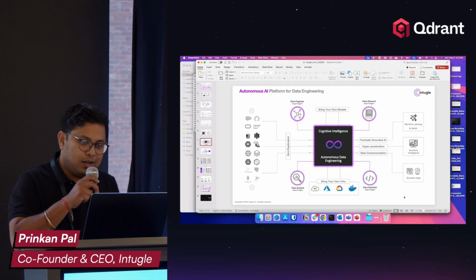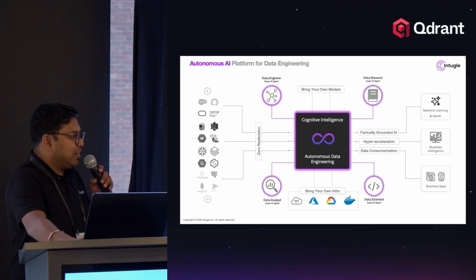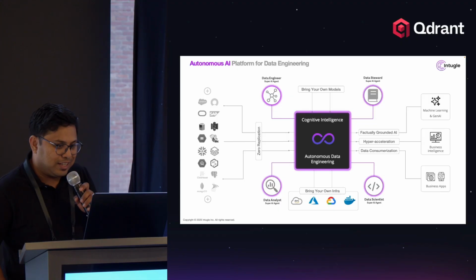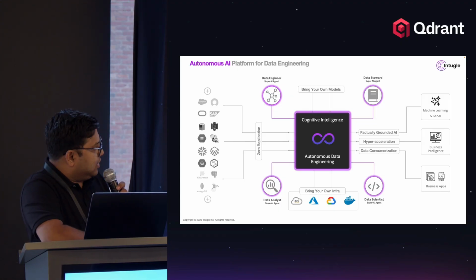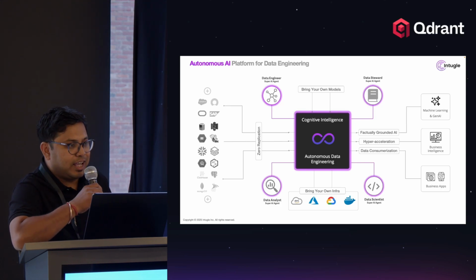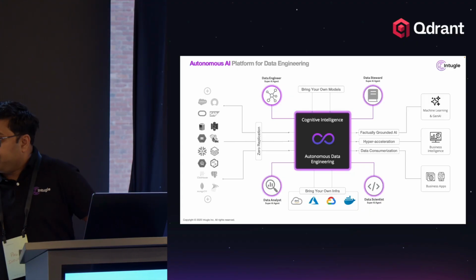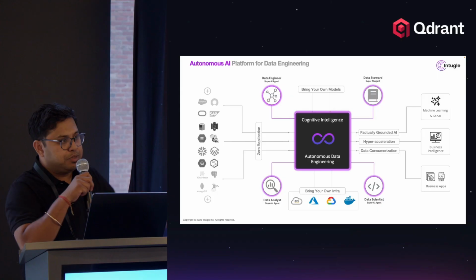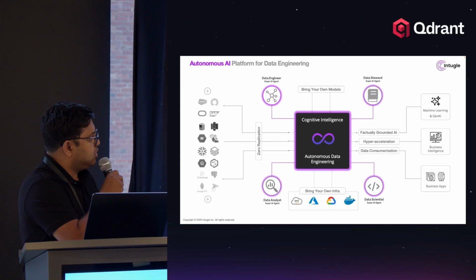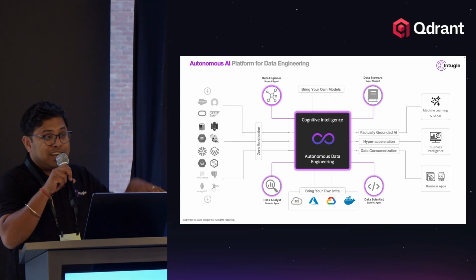I am Prinkin, co-founder of this AI startup called Intangle. Throughout the evening, we have been talking a lot about ontologies, vector search, and graph search. But the reality is, when you try to build some of these to make your agents really work, it takes a lot of time. There's a lot of manual data engineering effort to even build a data ontology or business ontology to make your agents work. And that is why, as a company, we focused primarily on building agents which can actually do that for you.